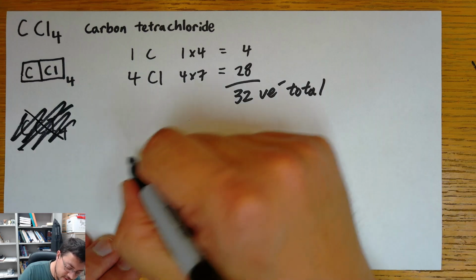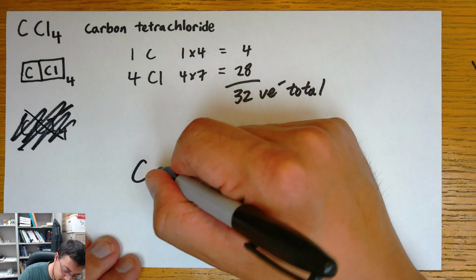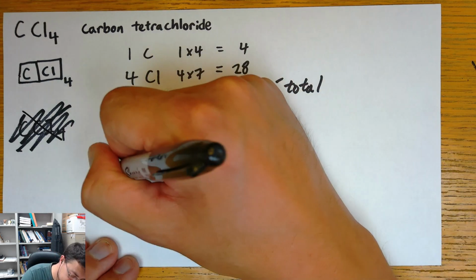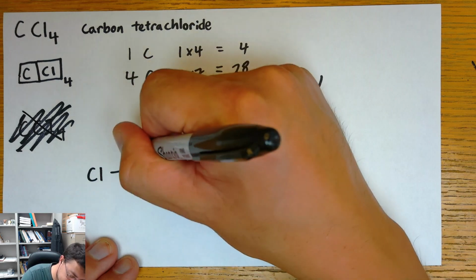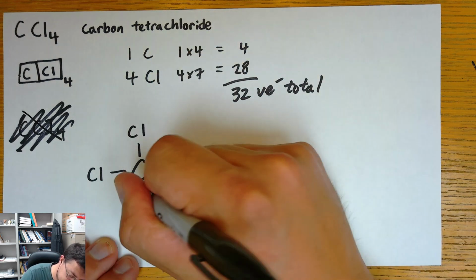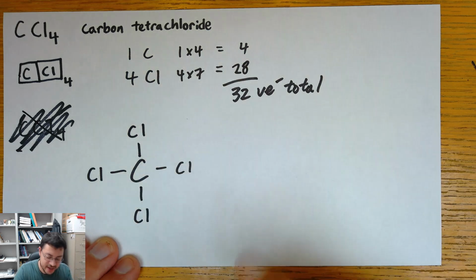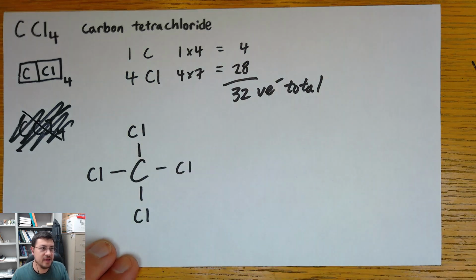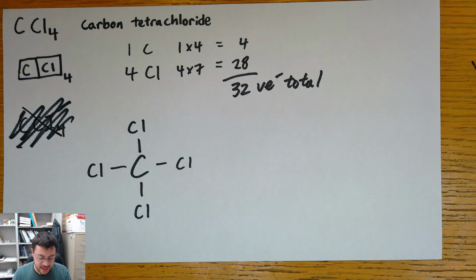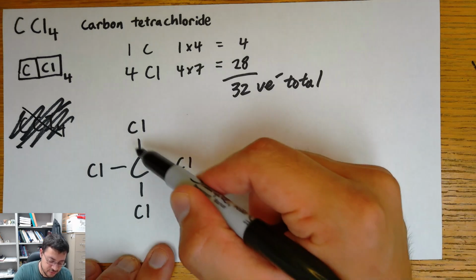Carbon in the middle. Chlorine, chlorine, chlorine, chlorine. I just went ahead and connected them immediately. So you can see that I've spent 8 electrons immediately. 2, 4, 6, 8.